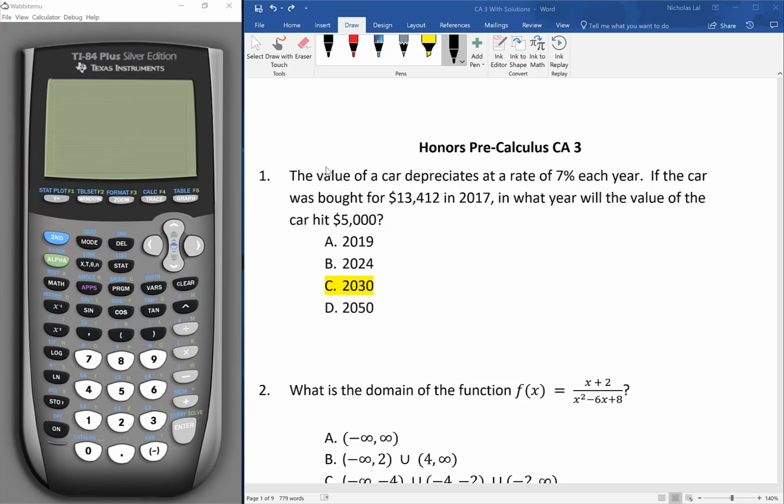Hopefully with these video solutions, you should feel like you are in a position where you can correct your solutions with pen. All right, let's get started with question 1.